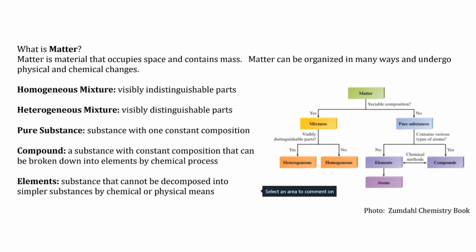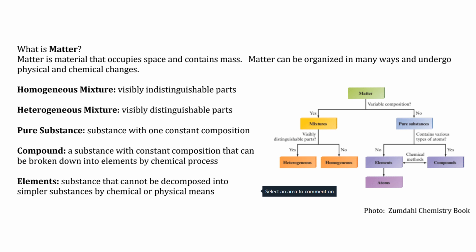So what is matter? We've talked about it before. Something that occupies space and contains mass. It can be organized in many ways and undergo physical and chemical changes. If it's a homogeneous mixture, you can't tell the parts that make it up. If it is a heterogeneous mixture, you can tell what makes it up. A pure substance is a substance with only one thing that makes it up, so one constant composition.